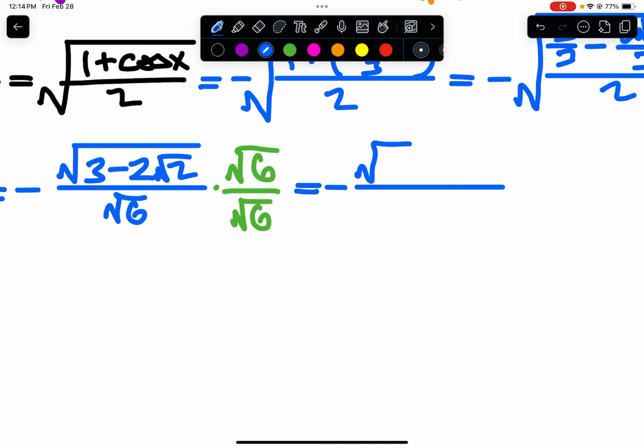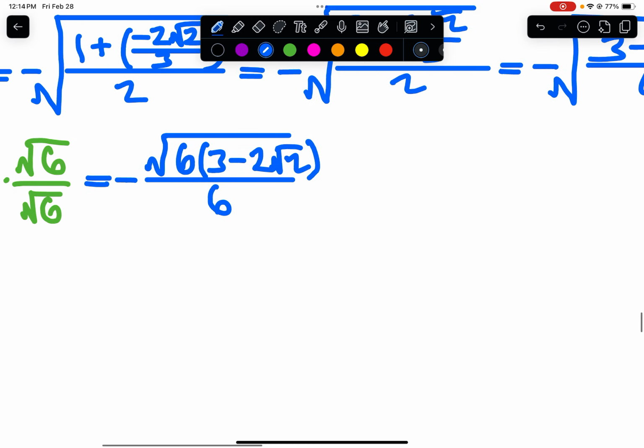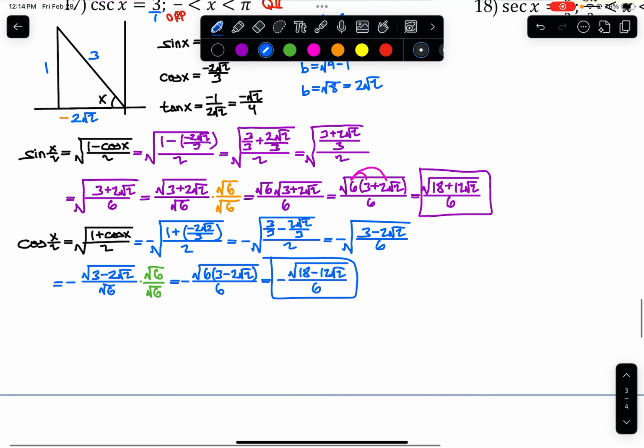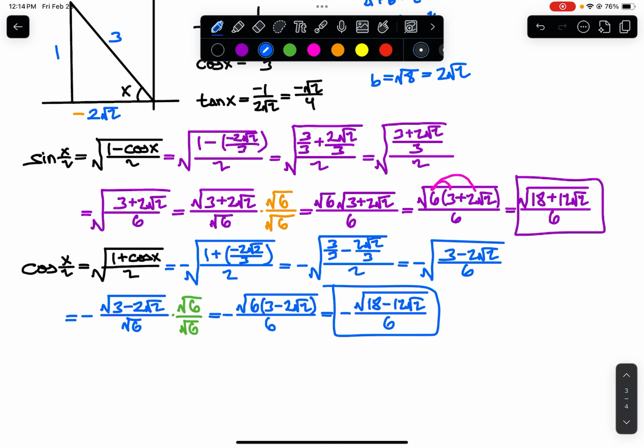So then I'm going to go ahead and combine these into a single radical. So this will be 6 parentheses 3 minus 2 root 2 over 6. And then I'm going to go ahead and distribute after I fix this radical. So then this is going to give me a negative square root of 18 minus 12 root 2 over 6. Oh, my negative. There we go. So there is the half angle for sine and cosine.